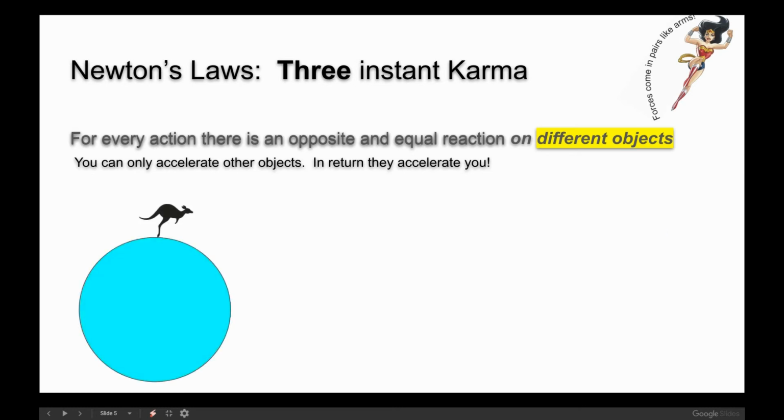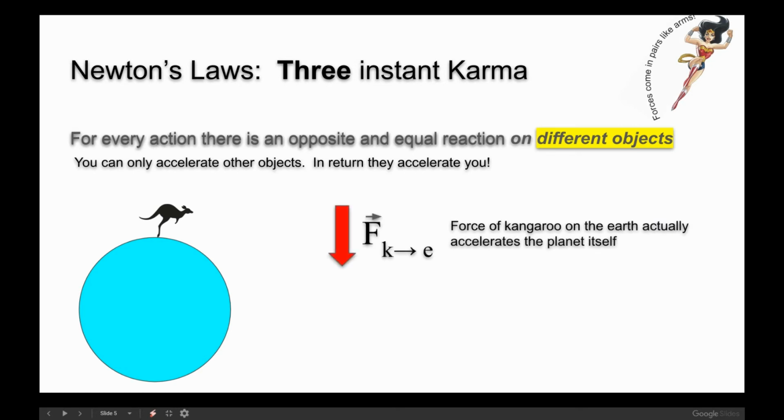Let's look at a kangaroo jumping on Earth. You think the kangaroo jumped. It's actually the Earth kicked the kangaroo. Here's our equal and opposite force pairs. The force of the kangaroo on the Earth itself actually accelerates Earth. Turn the kangaroo on its back, put a giant blue beach ball on its legs, and let it kick its legs. Its legs made the other object accelerate. So, believe it or not, when the kangaroo jumps, the Earth recoils a little bit from the force of the kangaroo on the Earth.